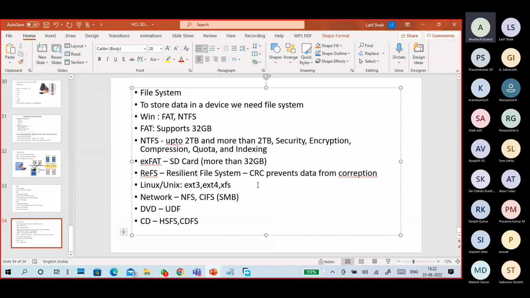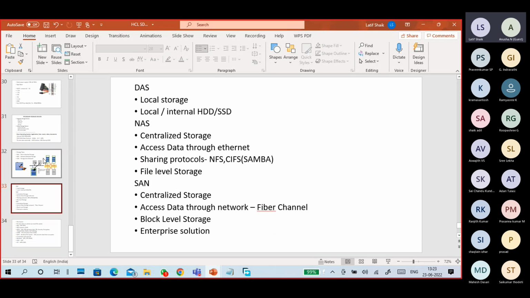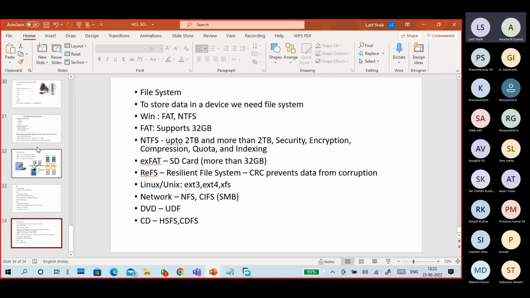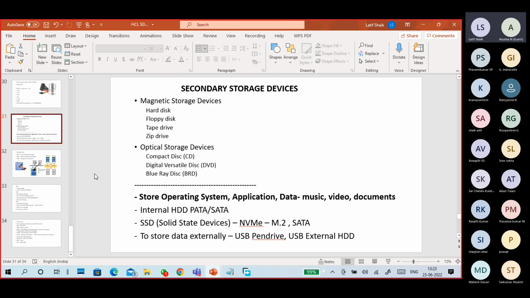Okay, resilient file system. It uses CRC and prevents data from corruption. So this is about your file systems. What I told about it is that different types of disk devices are there. I didn't tell about hard disks and their partitions, MBR and GPT. I will tell that one.